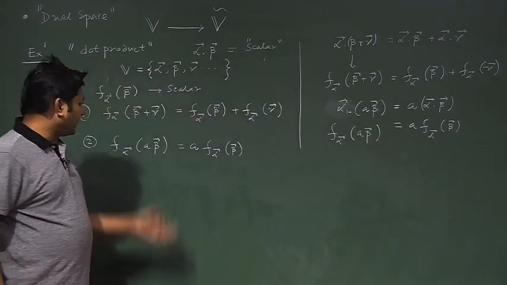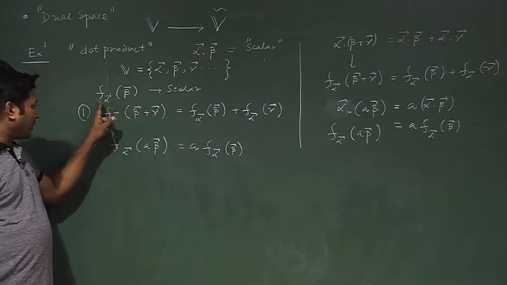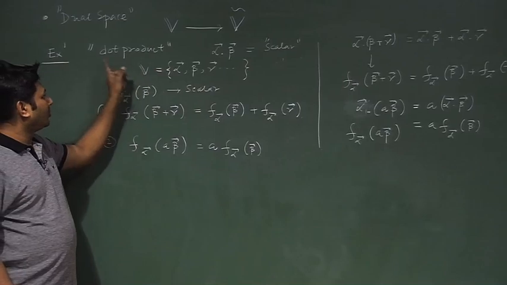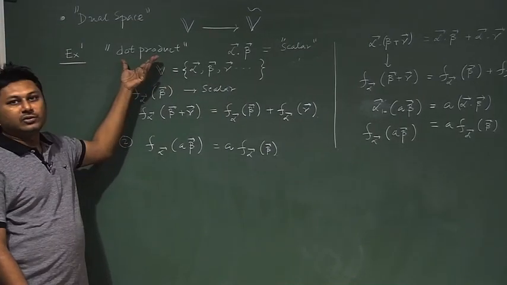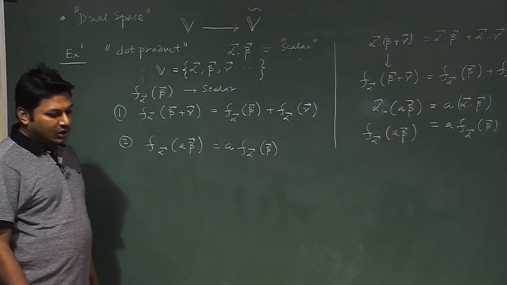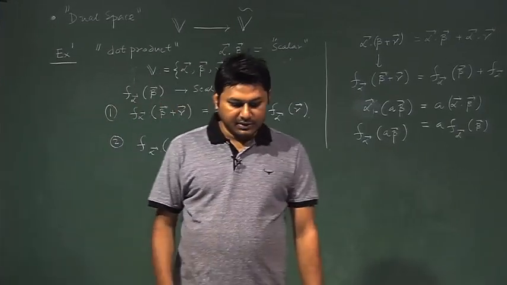So, two of the properties are fulfilled along with the fundamental rule that if I operate this over that, I will have a scalar. It essentially means that the dot product follows all the rules for linear functionals. So, the dot product is a linear functional. With that, today I will conclude this class.